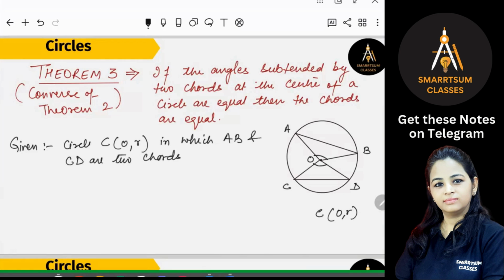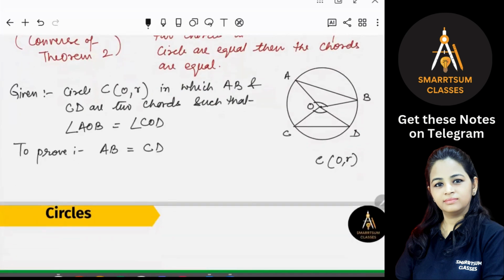These are the two chords such that angle AOB is equal to angle COD. This is already given in this figure. These are the angles subtended by the chords AB and CD respectively. And what we have to prove? We have to prove that the two chords are equal in length. That means AB is equal to CD. So now let's see the proof of this theorem.